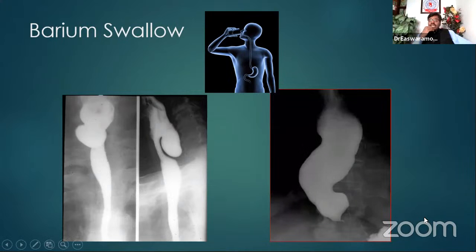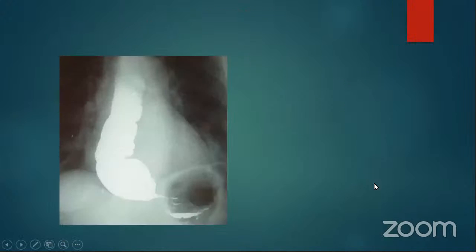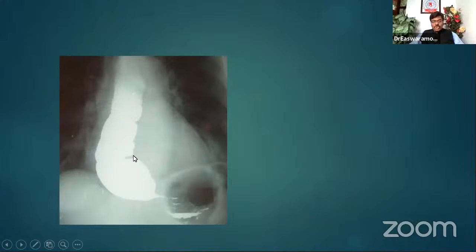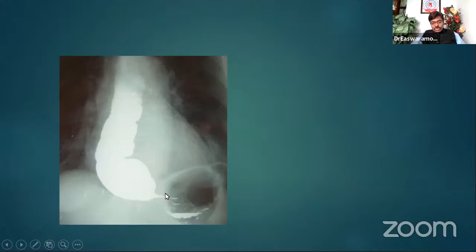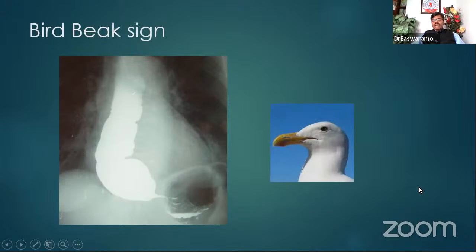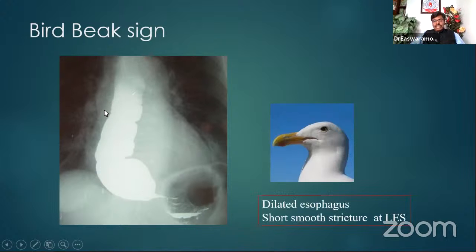And what is this, Karthikeyan? Another patient who comes with intermittent dysphagia, more for liquid than solid, with a recurrent chest infection. Achalasia cardia. Yes, this is a dilated, tortuous, sigmoid esophagus with a very sharp, smooth, short narrowing like a beak of a bird. Okay, that is why it is called bird beak sign. Very classical thing.